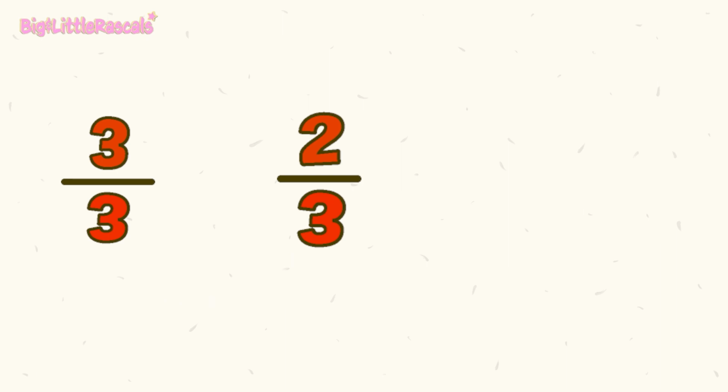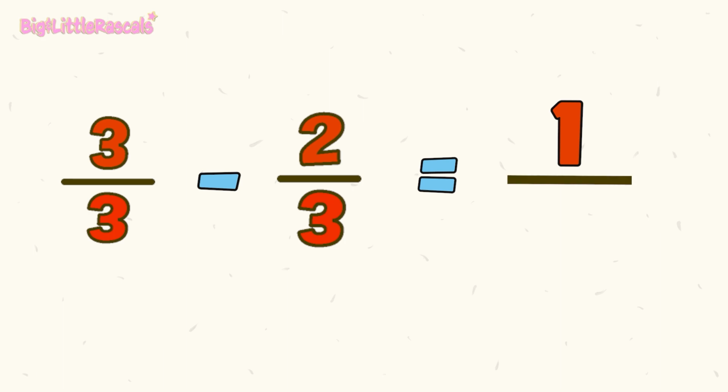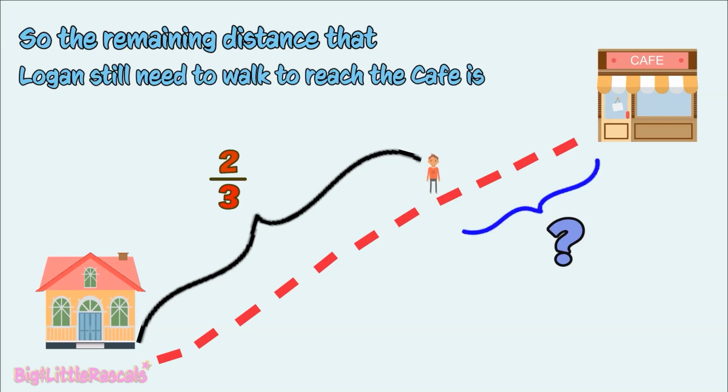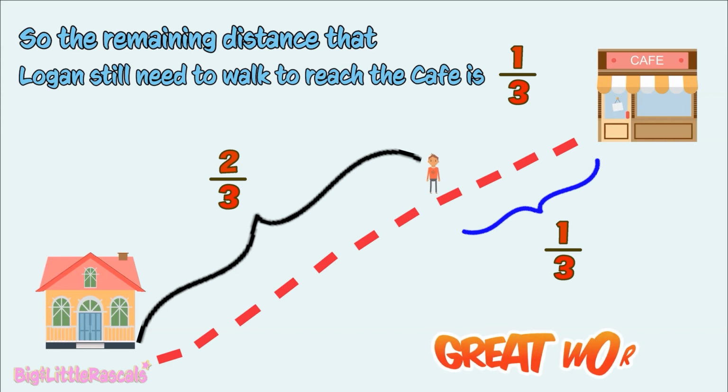So 3 out of 3 minus 2 out of 3. First, let's do 3 minus 2. It gives us 1. Then, the bottom number 3 also follows here. So, the remaining distance that Logan still needs to walk to reach the cafe is 1/3 of the full trip. Great work, everyone!